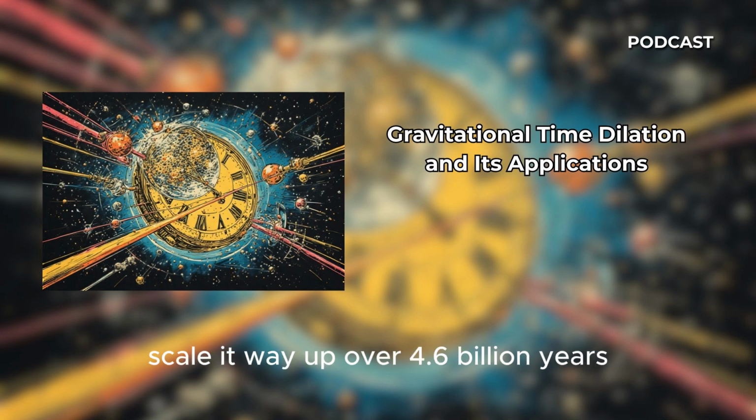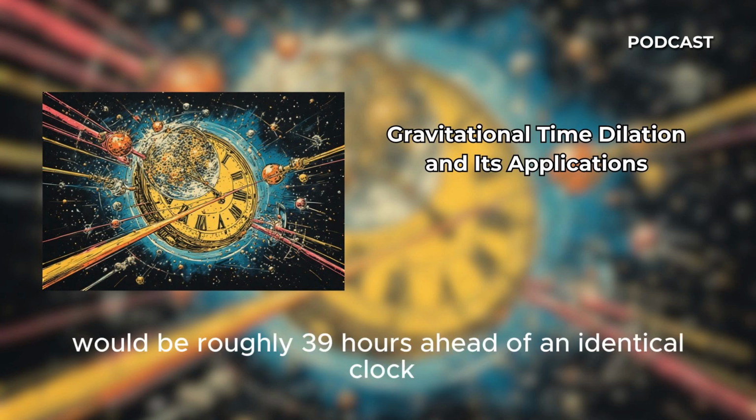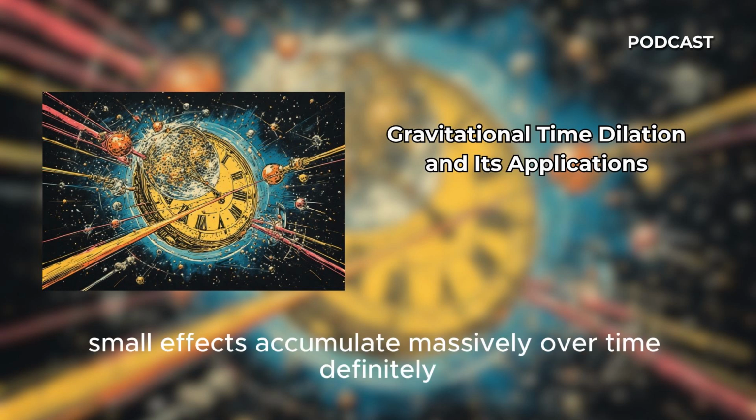Scale it way up. Over 4.6 billion years, according to the sources, a clock kept at the top of Mount Everest would be roughly 39 hours ahead of an identical clock kept at sea level. 39 hours. Okay, that really puts it in perspective. Small effects accumulate massively over time.